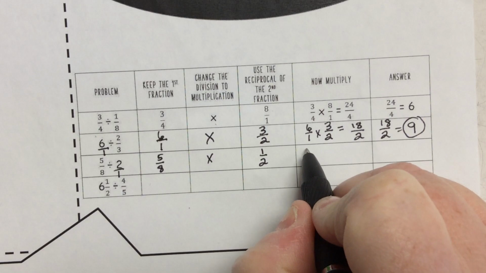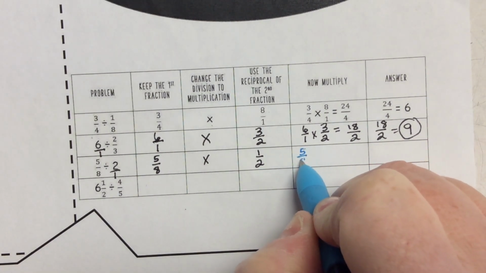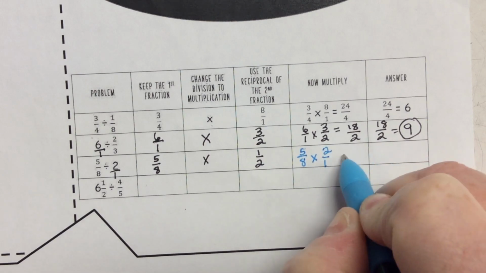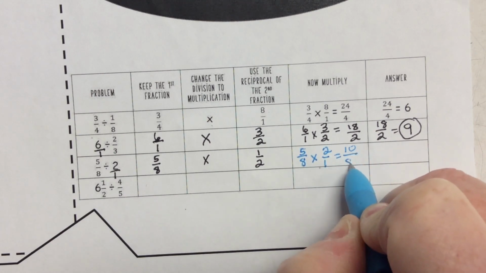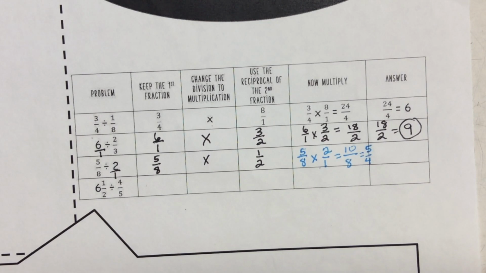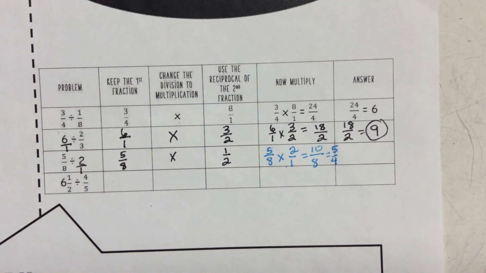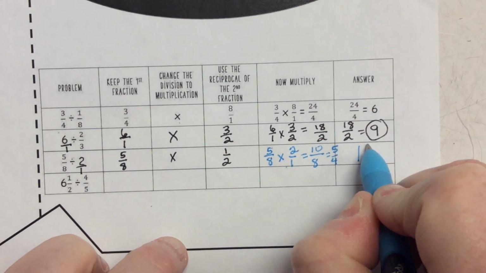Let's write that down. I want to write it in blue so that it's a little easier to tell here. 5/8 times 2/1. 5 times 2 is 10. 8 times 1 is 8. That's the same thing as 5/4 when I simplify. So what am I going to do now? It's improper. So I divide. Top dog here. 5 divided by 4 would be 1 1/4. And that would be my answer here.